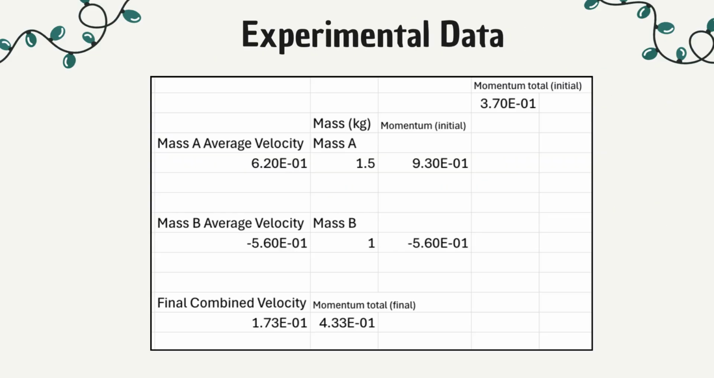In terms of our experimental data, I found the average velocity for both mass A and mass B, and I multiplied those by their masses to find the initial momentum of each cart, and then I added those to find the total initial momentum of the system. Then I found the final combined velocity and multiplied it by the combined masses to find the final total momentum of the system. As we can see, conservation of momentum was not achieved.